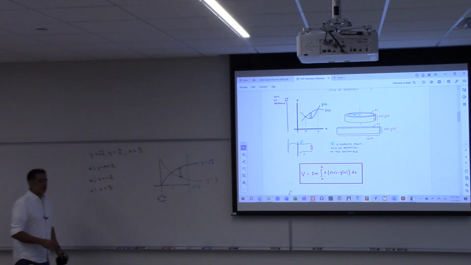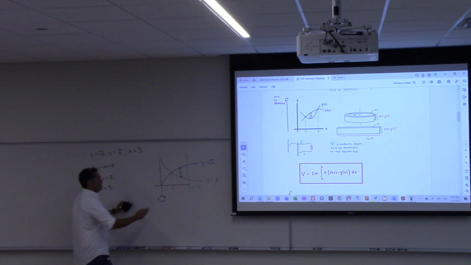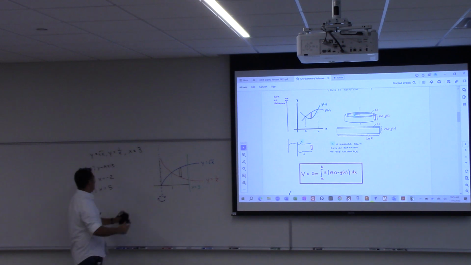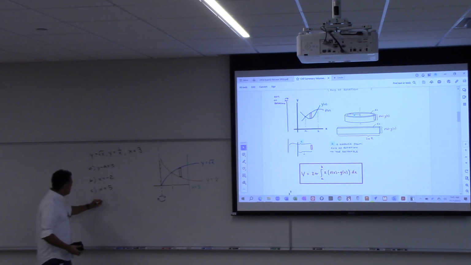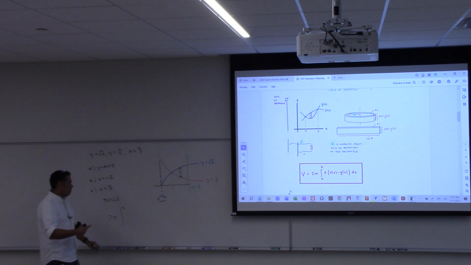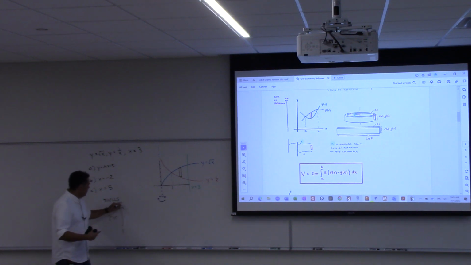So I'm going to use shells because my rectangle is parallel to the axis of rotation. That's shells right away. That's the thing that lets you know. Shells. So since I'm using shells, I know that my formula is going to be 2 pi integral, okay, starting where? 1, stopping at 3.